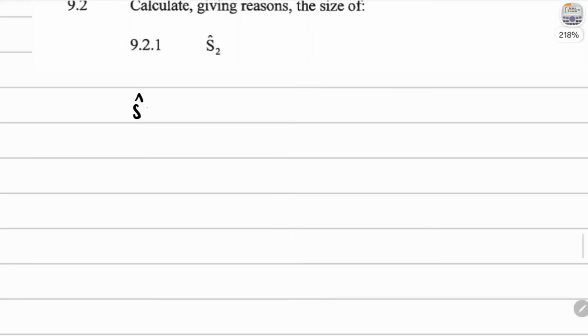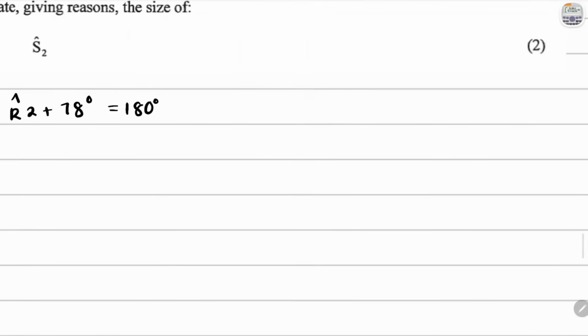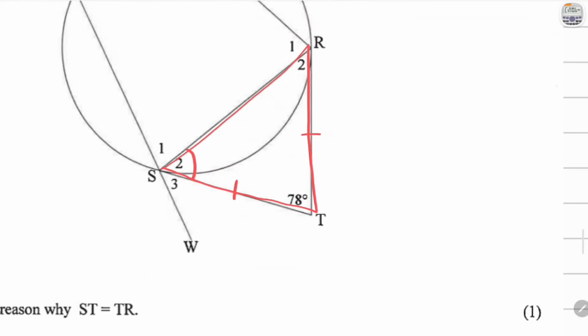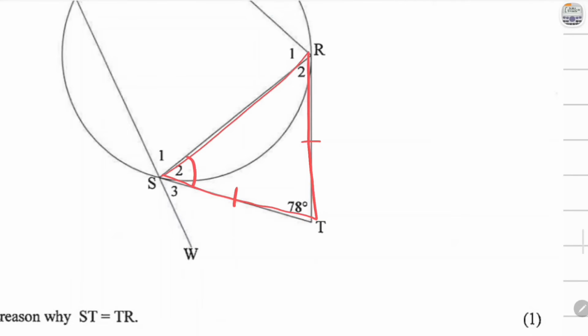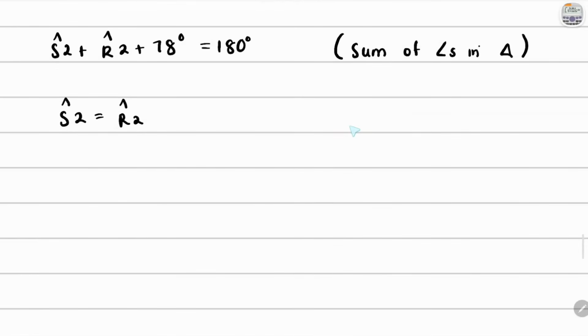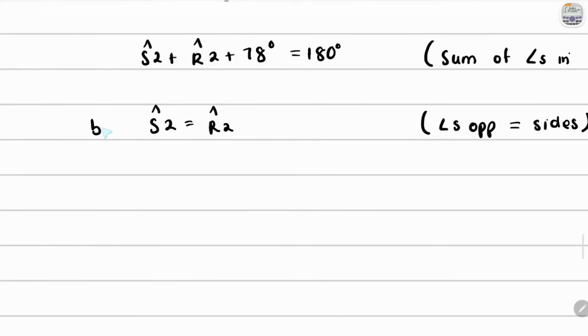So angle S2 plus angle R2 plus 78 degrees is equal to 180 degrees, and this is because of the sum of angles in a triangle. Okay, but now we also know that because these two sides are equal, we have an isosceles triangle, and therefore angle S2 would be equal to angle R2. So we can also tell them that angle S2 is equal to angle R2 because angles opposite equal sides are equal. And since we already now know this, we can update our equation.